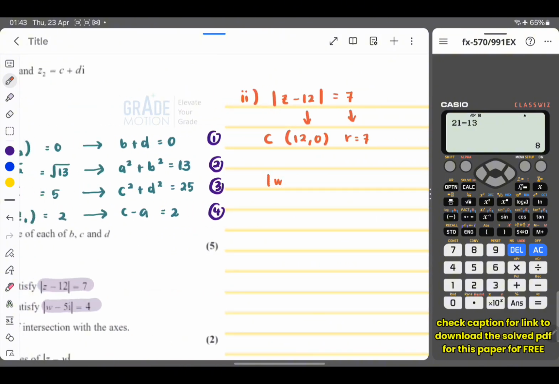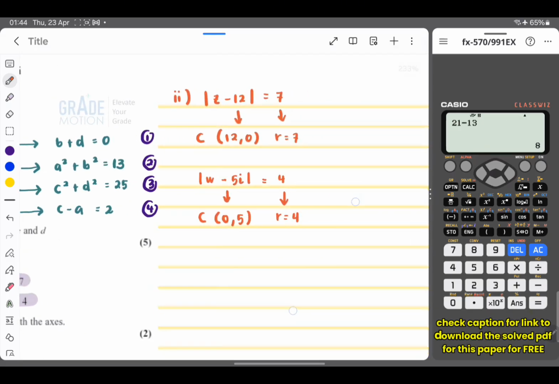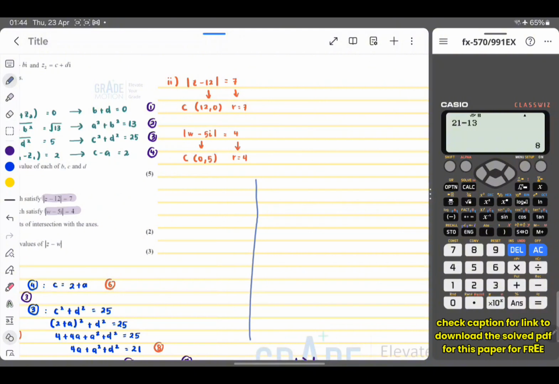How about the next one? The next one we have W minus 5i equals 4. That means our center for this circle is 0, 5, and then our radius is equal to 4. Let's draw this. Okay, so what are the points that we need? We need 12 here, and then for Y, we need 5.